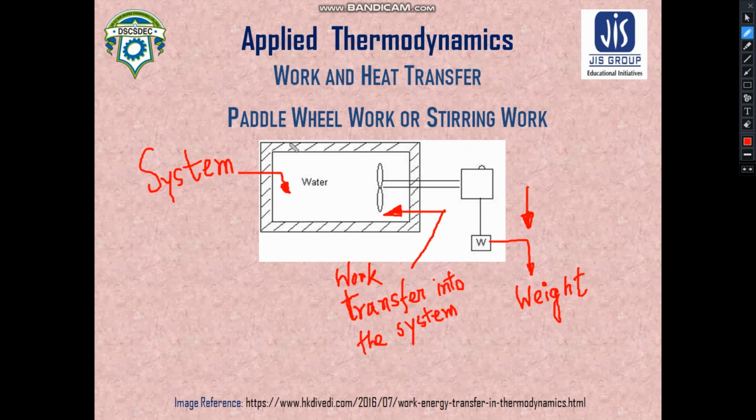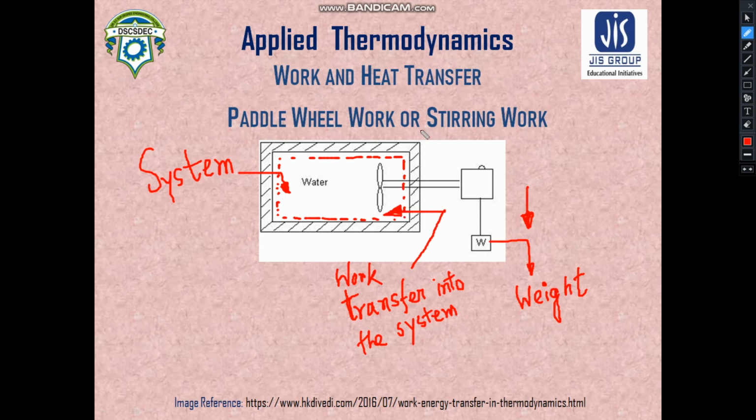So after the discussion on electrical work, we have moved on to paddle wheel work or stirring work. Here we can see a system which contains a certain amount of water. This is obviously a closed system with some adiabatic walls. That means no heat can penetrate through this wall. So no heat transfer from the surroundings takes place.